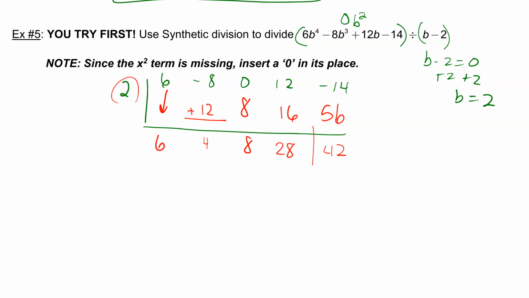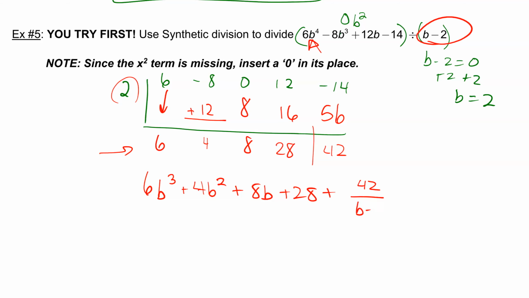Okay, so notice the quotient starts with a b to the fourth term. So, I'm sorry, the dividend starts with a b to the fourth term. So our quotient, the thing that we end with, has to start with b to the third. 6b to the third plus 4b squared plus 8b plus 28 plus 42 over, well, we were dividing by b minus 2.